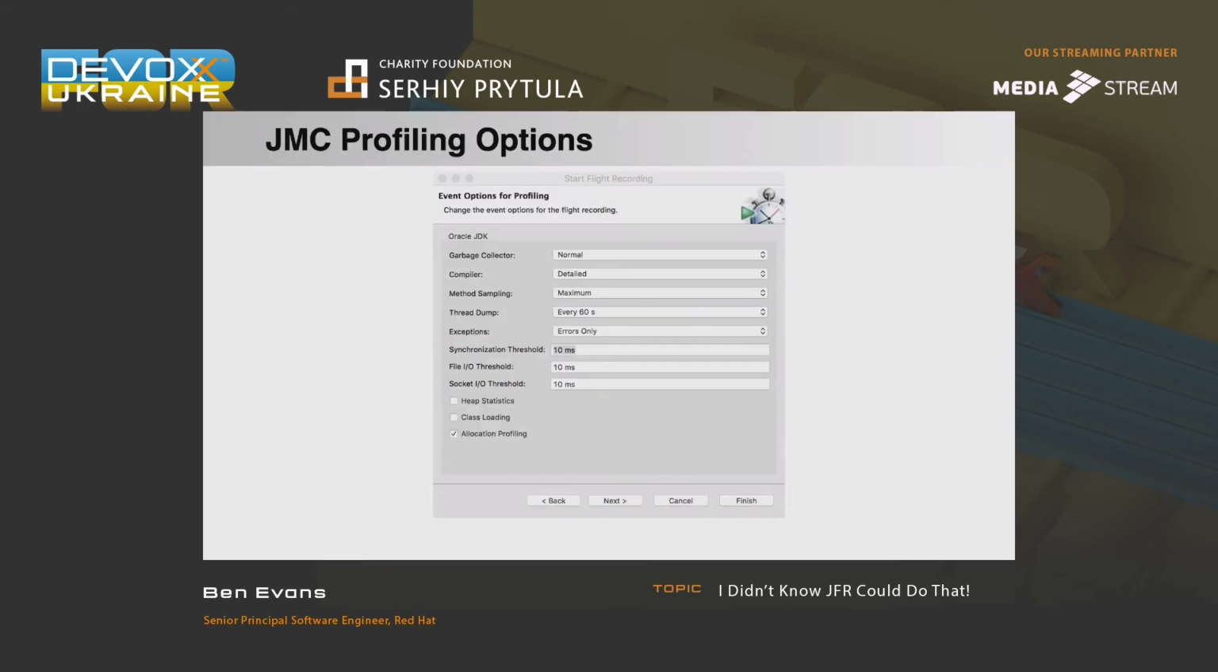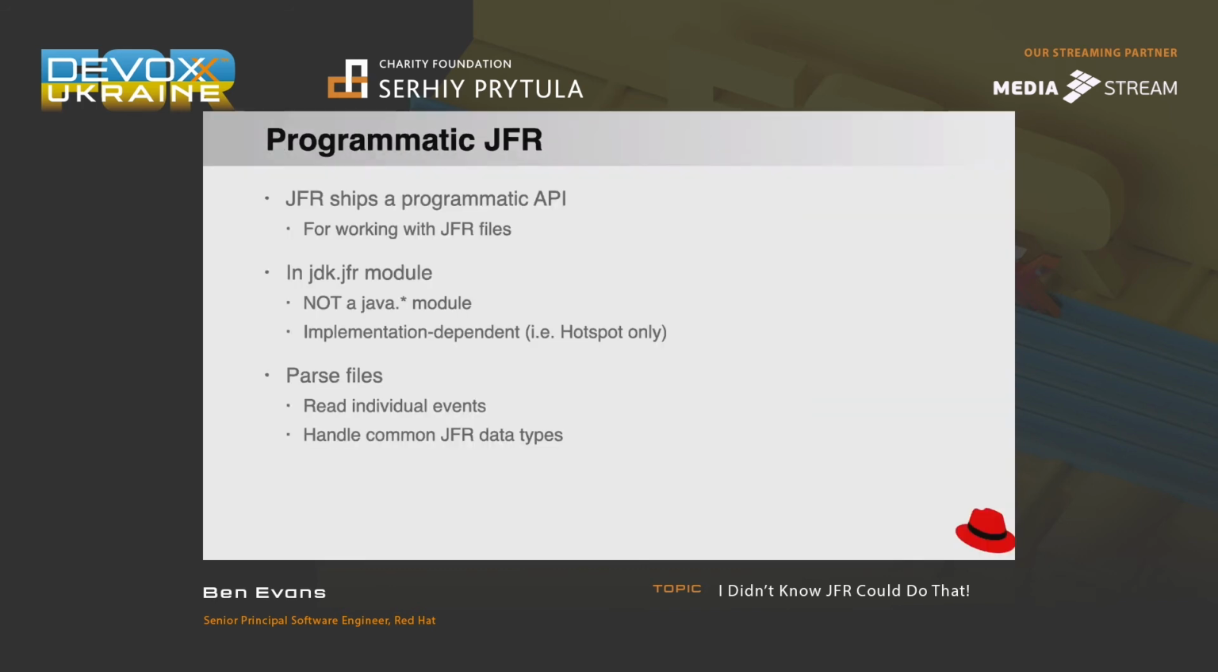So yeah, this is just the event options that we set up. But as well as the files that are generated and the use of a GUI tool, JFR also has a programmatic API. This enables you to work with JFR files and events. It's located in the module jdk.jfr. Notice that once again, this is not a Java style module, so this is implementation dependent.